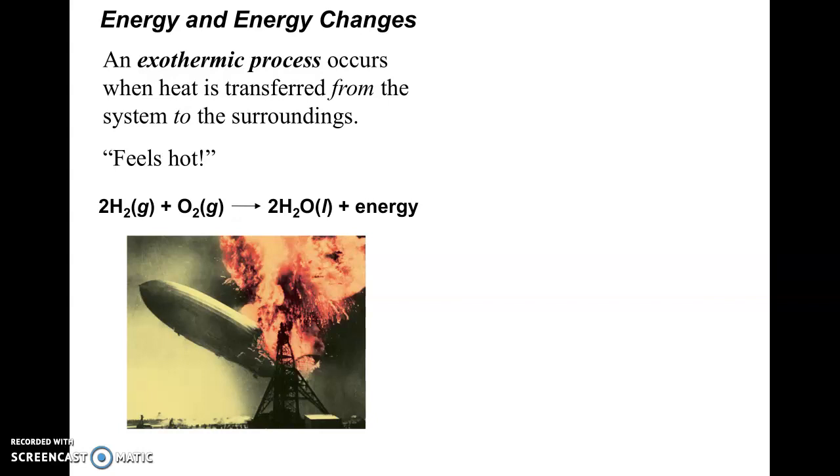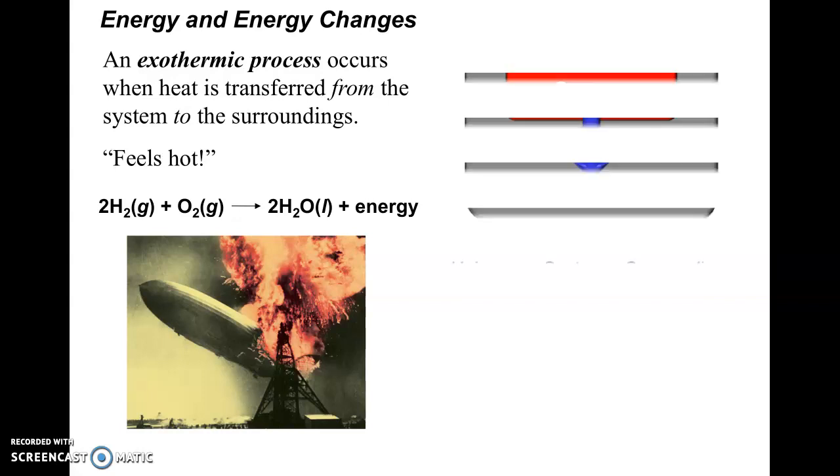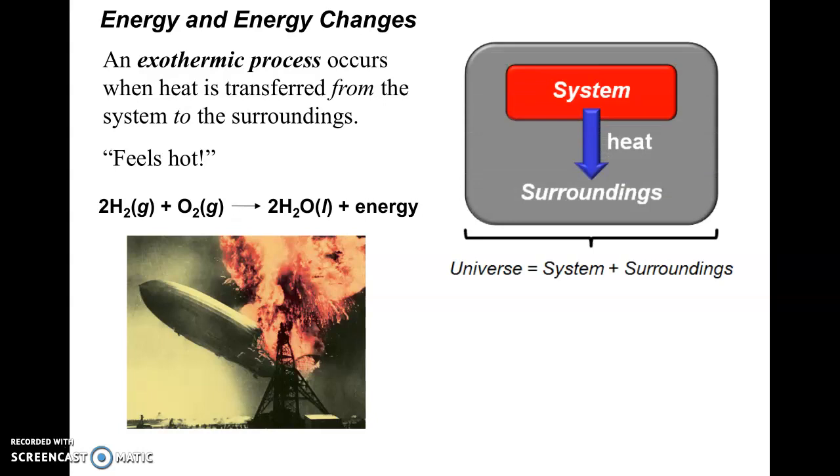The Hindenburg blimp was filled with hydrogen. That's why it floated, because hydrogen is lighter than air. But when it got to an ignition source, it hit a radio tower. It caused it to react with the oxygen in the air, and lots of energy was released. And so in this case, it not only felt hot, you could see the light and everything else. A lot of energy there.